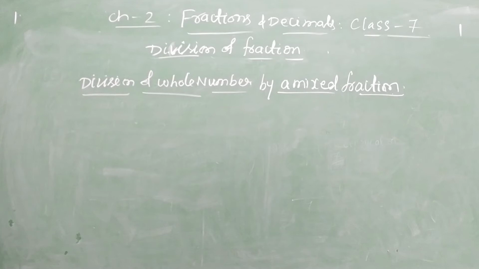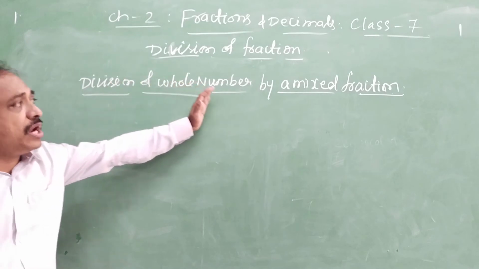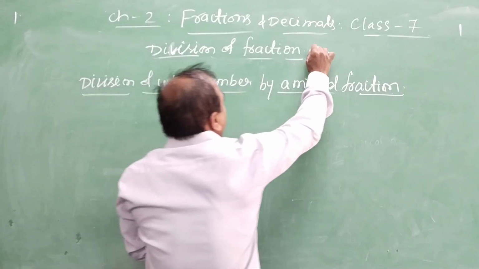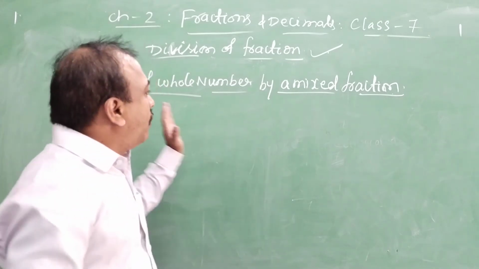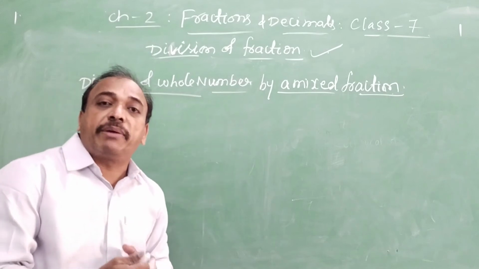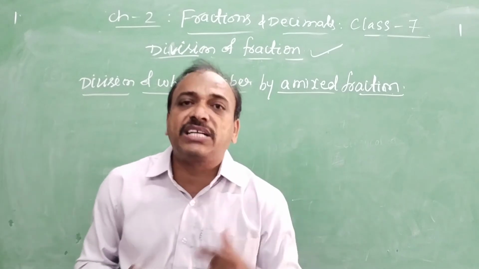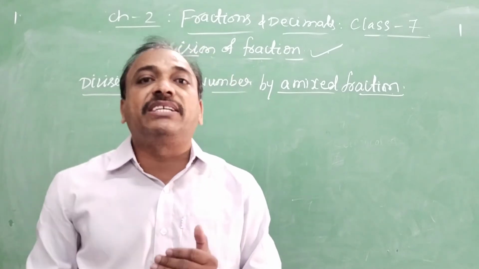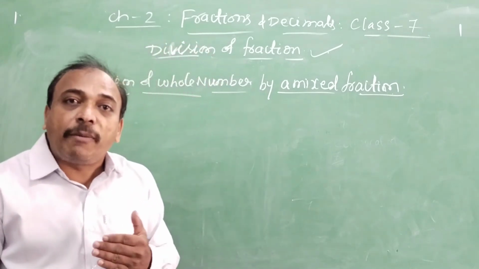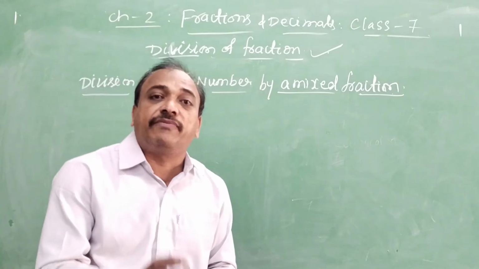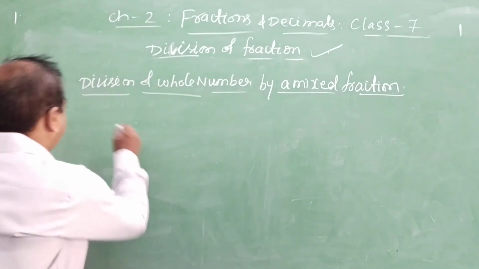Let us now see division of a whole number by a mixed fraction. We discussed division of a whole number by a fraction; now we are discussing division of a whole number by a mixed fraction. The procedure is the same, but with a mixed fraction you first have to convert it into an improper fraction. Then the procedure is the same. Let us see the example.